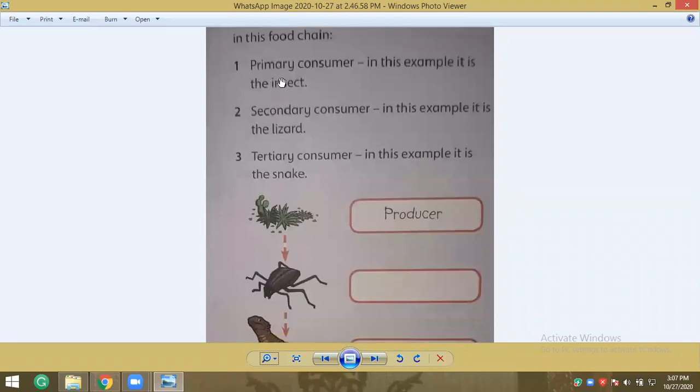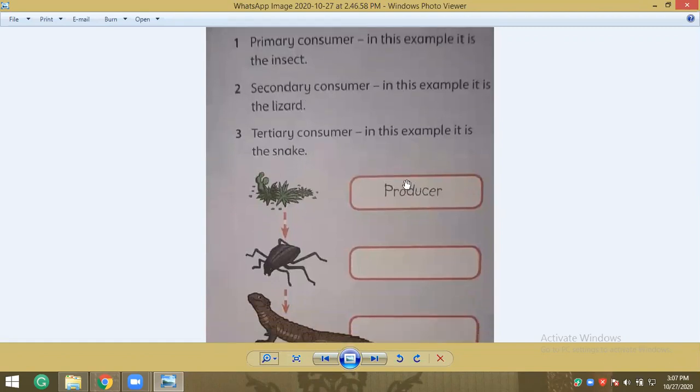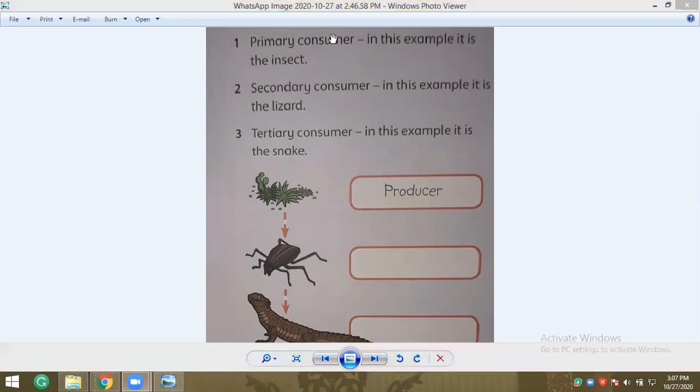Number one, primary consumer. In this example, it is the insect. As we know, plants are producers. So next one, insect is primary consumer. You will write primary consumers here. Okay, got it?